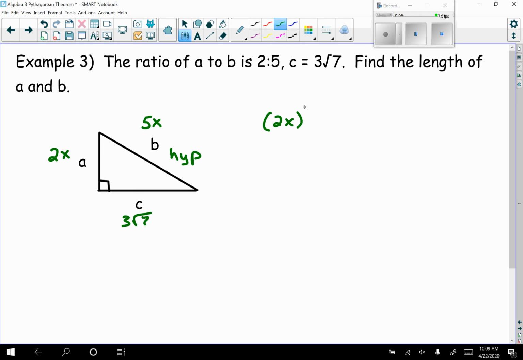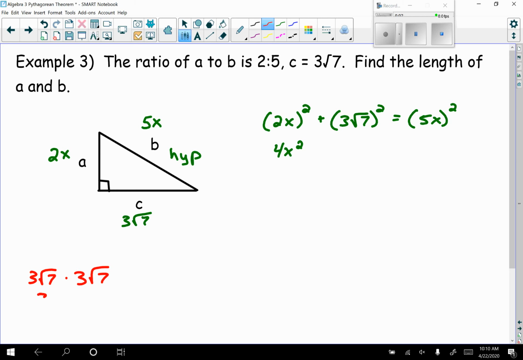So A squared is really the quantity 2x squared. C squared is going to be 3 radical 7 squared, so we need to revisit how to square that properly. And then B squared, or the hypotenuse squared, is going to be 5x, that quantity squared. So this is where using the Pythagorean theorem for a more challenging type of problem is going to occur. So remember, when we square 2x, it's going to be 4x squared. When we square 3 radical 7, I'm going to do this down off to the side here. 3 radical 7 squared becomes 3 radical 7 times 3 radical 7. Even though there's parentheses, we do not use any type of distribution or FOIL method here. There's no plus or minus sign.